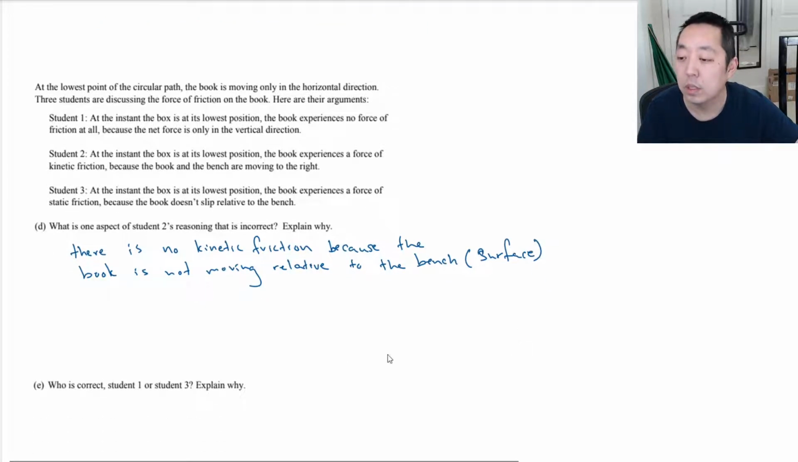Okay. Who is correct, student 1 or student 3? Let me read this again. Book experiences no force of friction at all because the net force is only in the vertical direction. Let's think about that one. At the lowest position, the book experiences a force of static friction because the book doesn't slip.